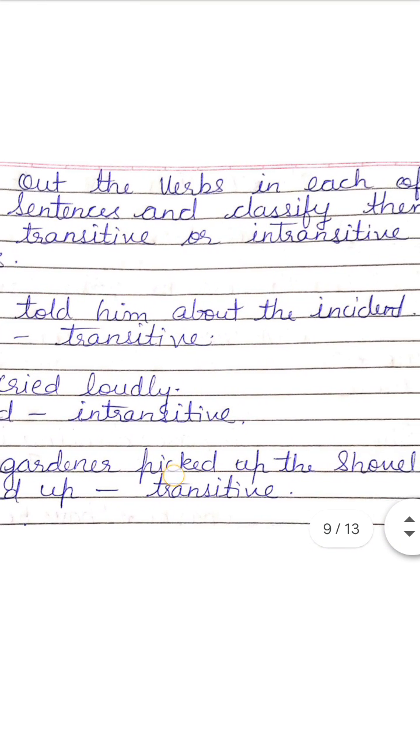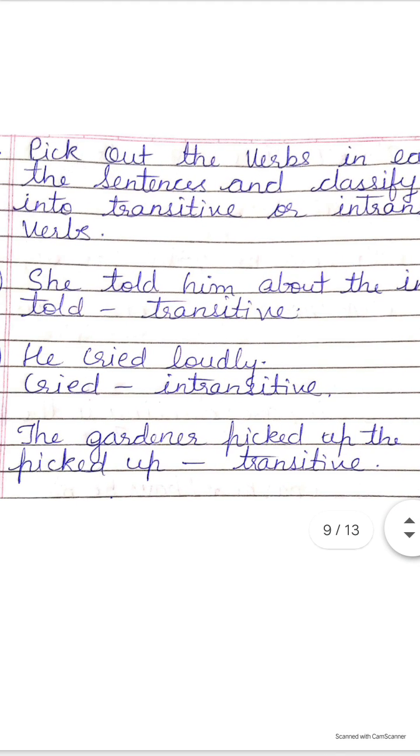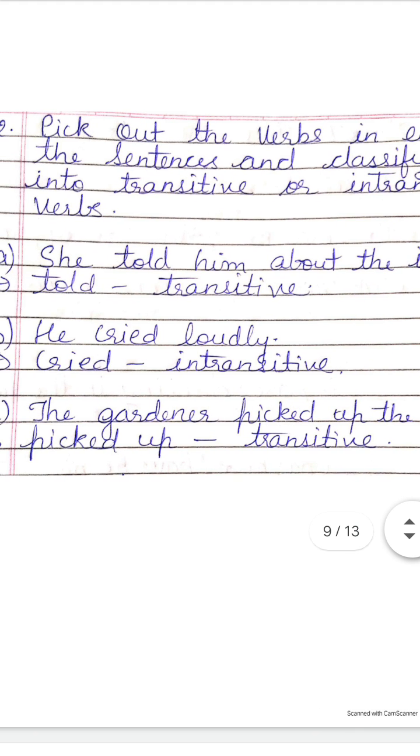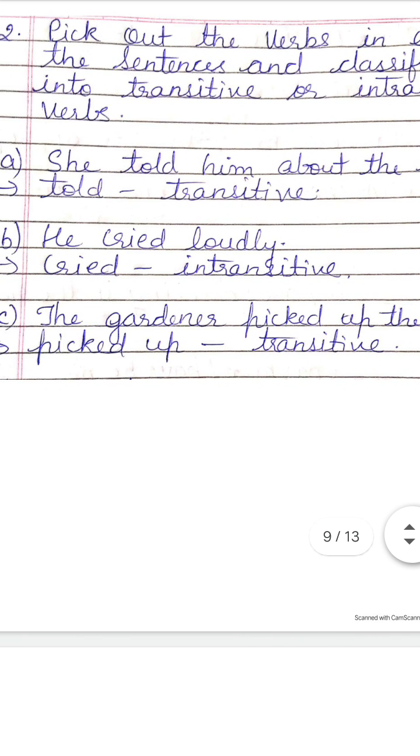Now pick out the verbs in each of the sentences and classify them into transitive or intransitive. We have to classify them into transitive or intransitive. So I have already done a video on that. She told him about the incident. Told is the verb over here, right? So a verb is transitive when you ask the verb whom or what, and when you get the answer to these two questions, your verb is transitive. Such as, she told him, she told whom, him. You are getting the answer for whom, right?